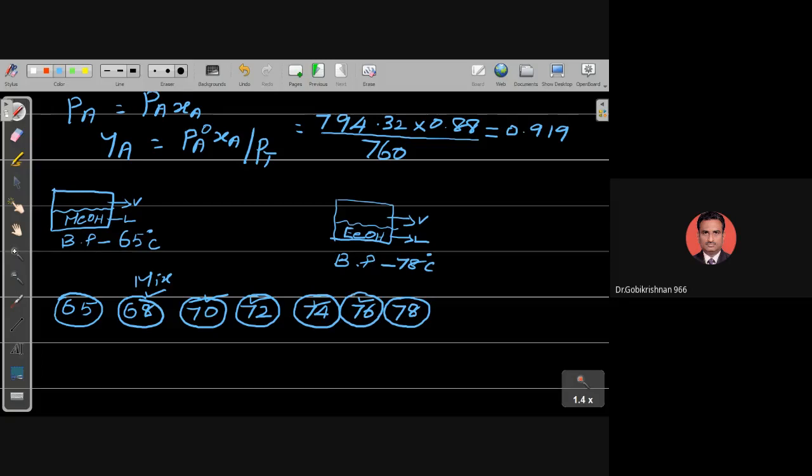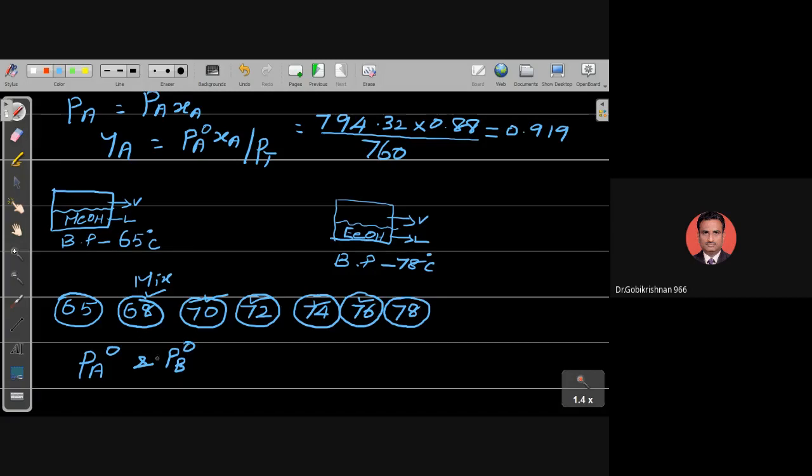That is called X. I have to find the value of X for all these cases: 68, 70, 72, 74, 76. To find the value of X, I have to go for the total pressure. But before that, I have to find PA0 and PB0 for each temperature.